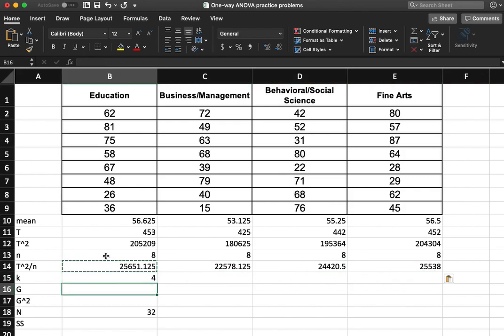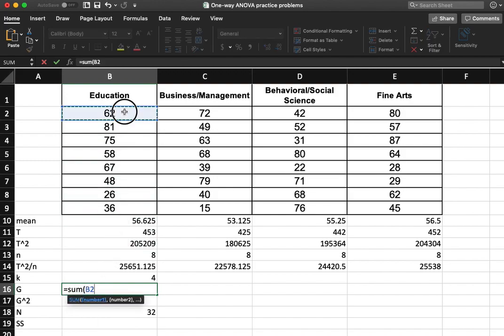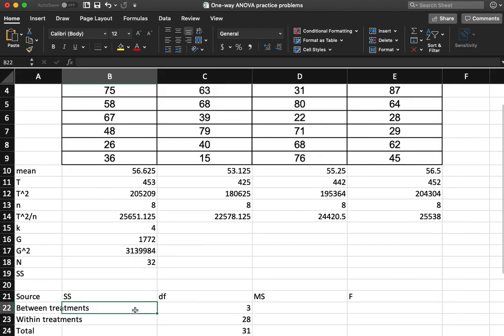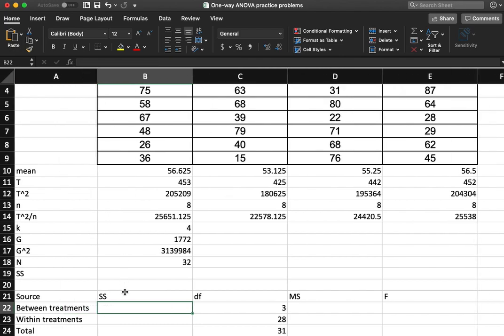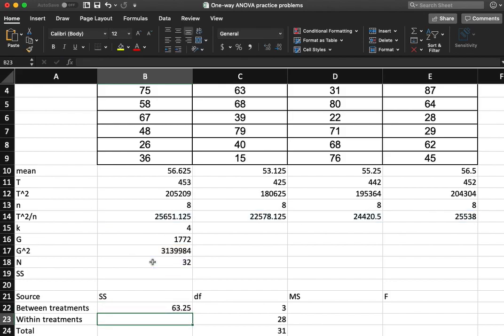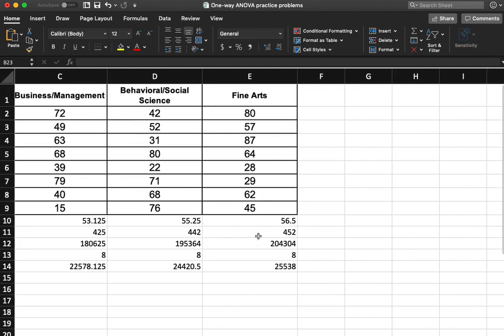There's only one K. There's only one G, which is the sum of all the scores. And G squared is simply G squared. I think we've got everything that we need to do sum of squares between treatments. Let's make a little room here. Sum of squares between treatments is equal to the sum of our T squares over n minus, don't ever forget to do this, the quantity G squared over big N. And there we've got sum of squares between. We could compute mean square. I'm going to wait till we do the within treatment sum of squares. We're going to do it this way.